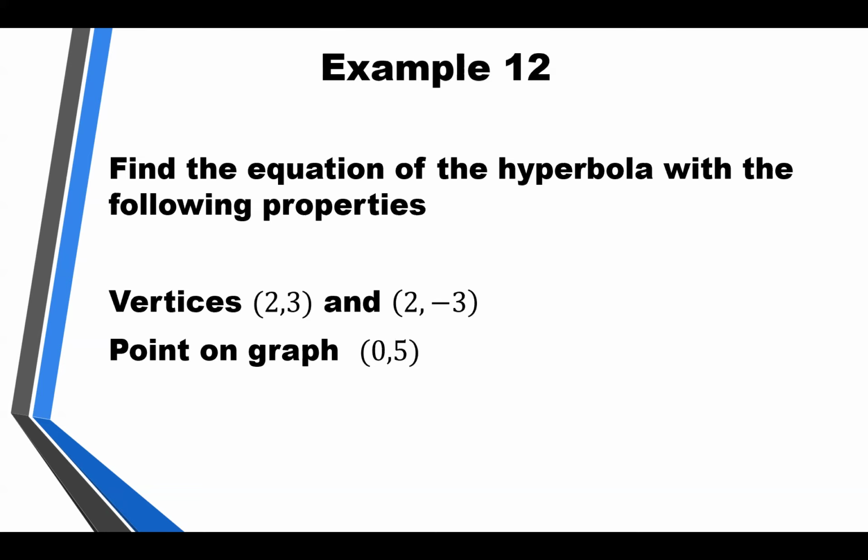Let's find the equation of a hyperbola with the following properties. The two vertices of the hyperbola are at the points (2, 3) and (2, -3). And there is a point on the graph, which is the point (0, 5). Let's find the equation of a hyperbola with these properties.